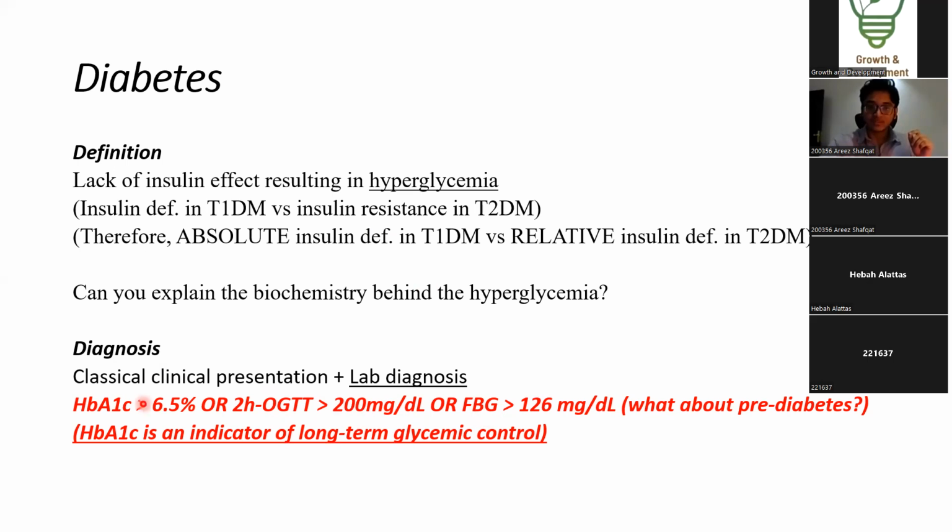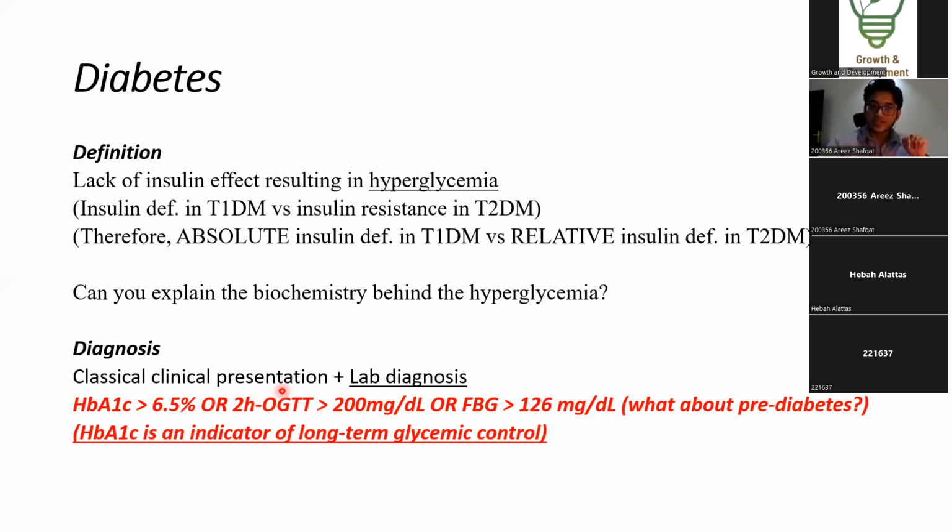Okay, so less than 5.7 is normal, greater than 6.5 is diabetes. Less than 140 normal, greater than 200 diabetes. Fasting blood glucose less than 100 normal, more than 126 diabetes. All the values in the middle, so 5.7 to 6.5, 140 to 200, 100 to 126, is called pre-diabetes. Okay, so you have to know these values.